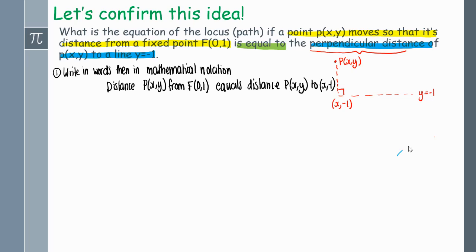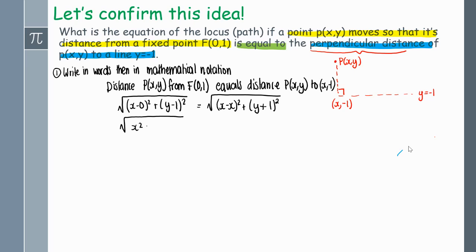Let's now write this using mathematical notation. We know the distance between two points, P and F, could be given by the square root of (x - 0) squared plus (y - 1) squared. Equals, put your equal sign in. The distance from P to (x, -1): I'd have the x-coordinates, subtract them and square them, plus the y-coordinates, so (y + 1), because it's a -1, squared.